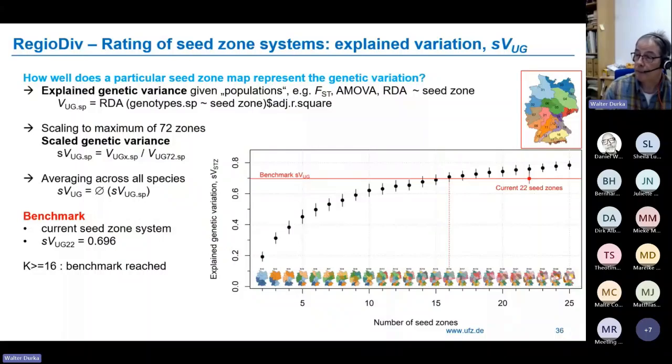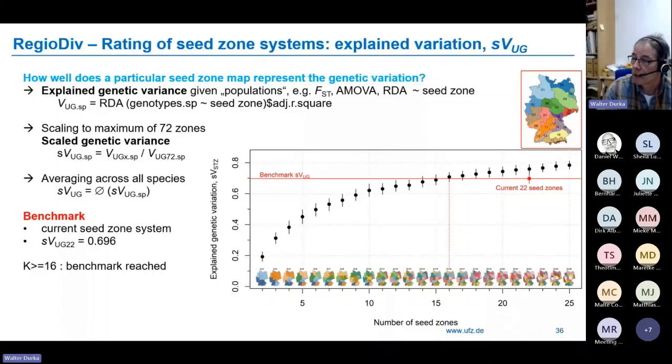So we developed what we called explained genetic variance. It's kind of an AMOVA analysis averaged across all species. And this parameter says how much genetic variance is explained by a particular map, considering all species. We also can use the current map of the 22 seed zones to analyze how much variance is explained and use this as a benchmark. And the current map explains about 70%, so 0.7, of the genetic variation across all species.